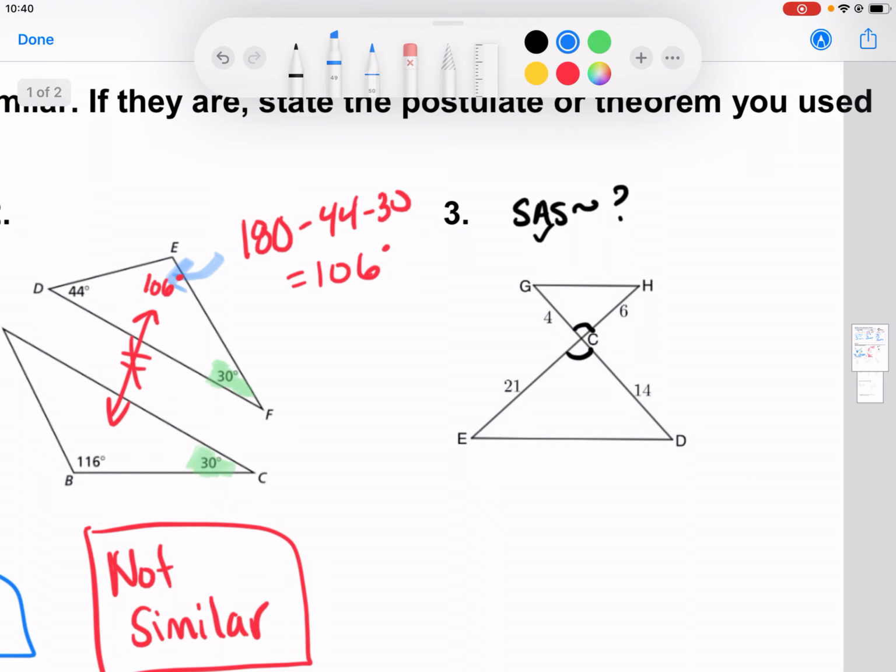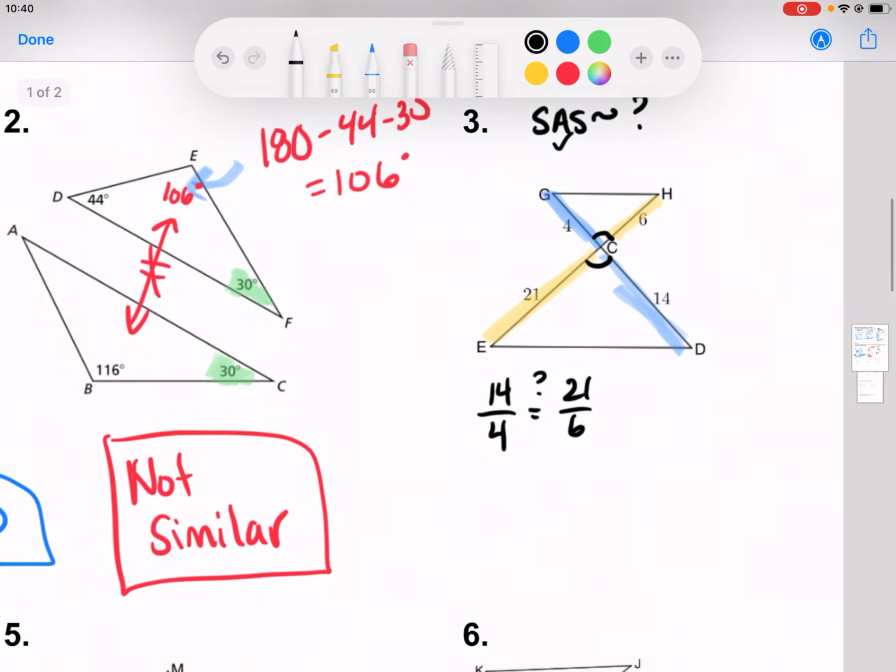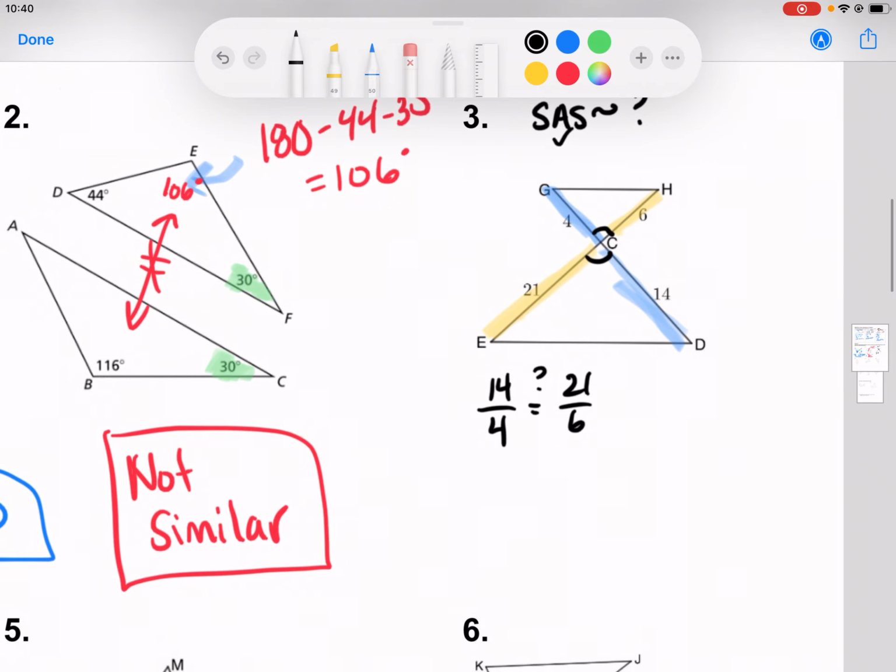Now remember, you do the proportion, so I'm going to take that 4, which should map to the 14, and I'm going to divide them. So it doesn't matter which one you do as long as you're consistent. So I'm going to do the bigger one over the smaller, and then I'm going to do the same with the other one. So bigger side over the smaller side. So 21 over 6. We need to see, is that actually equal? So we're going to go ahead and divide them and simplify them. 14 over 4, you can divide both of those by 2, and you get 7 over 2. 21 over 6, you can divide both of those by 3, so you get 7 over 2.